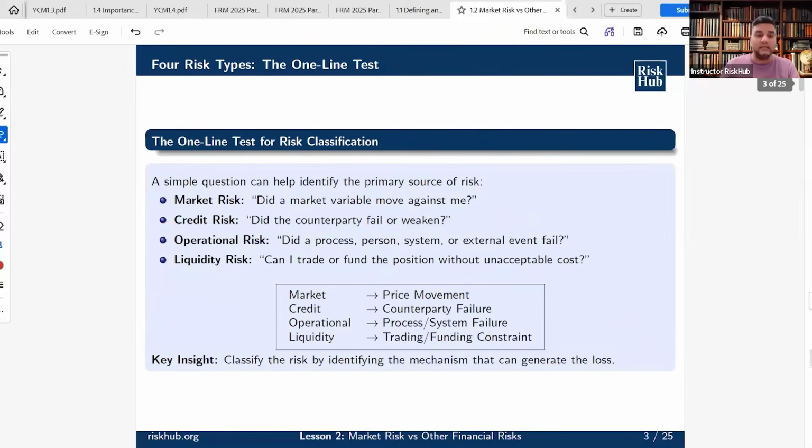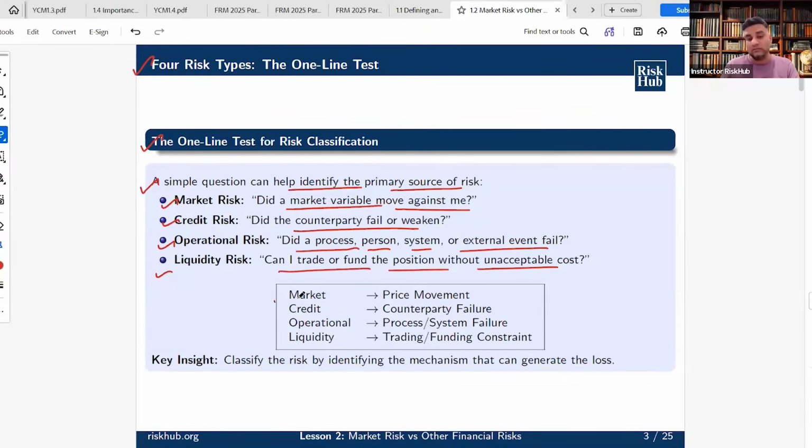Then we get into the next slide, slide number 3, which is for risk types, the one-line test. One-line test for risk classification: a simple question can help identify the primary source of risk. Market risk: did the market variable move against me? Credit risk: did the counterparty fail or weaken? Operational risk: did a process, person, system, or external event fail? Liquidity risk: can I trade or fund the position without unacceptable cost? Market is basically about price movement. Credit is about counterparty failure. Operational is about process or system failure. Liquidity is about trading and funding constraints. The key insight is to classify the risk by identifying the mechanism that can generate the loss.